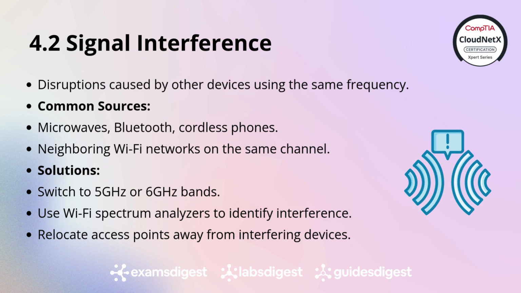Wi-Fi signals operate in frequency bands that are shared with other devices, which means interference can come from a variety of sources. For example, microwaves, baby monitors, and Bluetooth devices can all interfere with Wi-Fi signals, especially on the 2.4 GHz band. Additionally, neighboring Wi-Fi networks using the same frequency can cause congestion, leading to slower speeds and unstable connections.